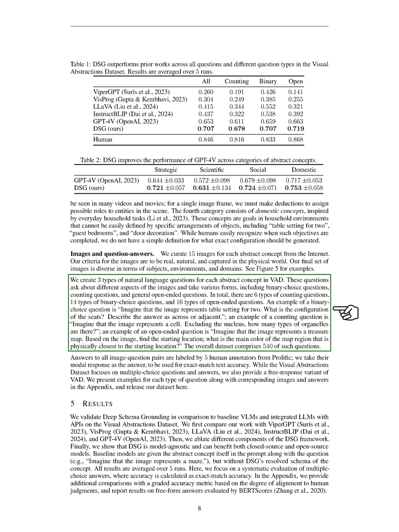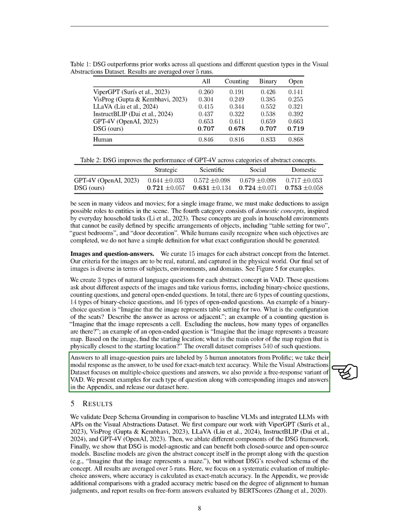Specifically, we have 6 types of counting questions, 14 types of binary choice questions, and 16 types of open-ended questions. For example, a binary choice question might ask us to describe the seating arrangement in a table setting image as either across or adjacent. A counting question could inquire about the number of organelle types in a cell image, excluding the nucleus. An open-ended question might ask us to identify the main color of the map region closest to a starting point in a treasure map image.